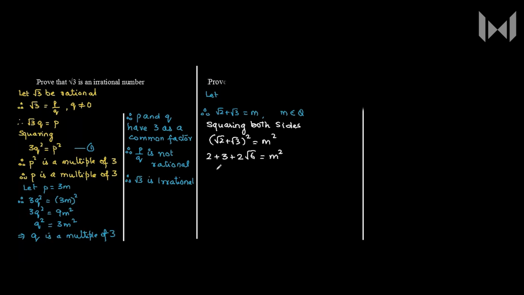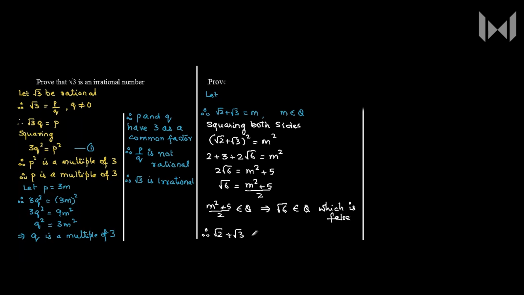Now this is 2 plus 3, 5. We take it to the other side. So it becomes m square minus 5. And so finally we have root 6 is equal to m square minus 5 upon 2. Now m square minus 5 upon 2 also belongs to the set of rational numbers. That implies root 6 belongs to the set of rational numbers, but we know root 6 is irrational, which is not true, which is false. And therefore root 2 plus root 3 is irrational.